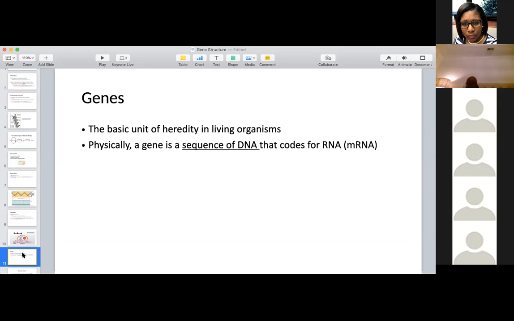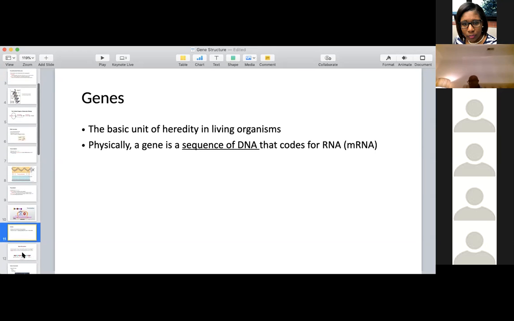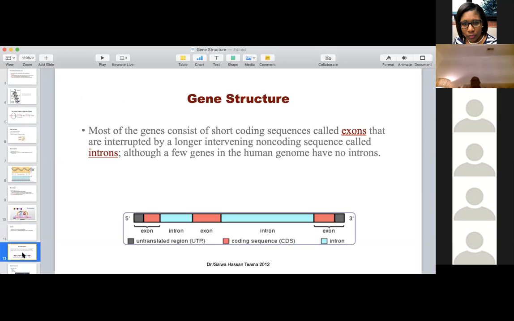Okay. So these genes, we already talked about them being, again, the sequence physically, they're just segments or sequences of DNA that are coding for our messenger RNA, all right? And so they, again, become the starting point for us to be able to produce these proteins through translation. So let's look at how this gene is actually organized.